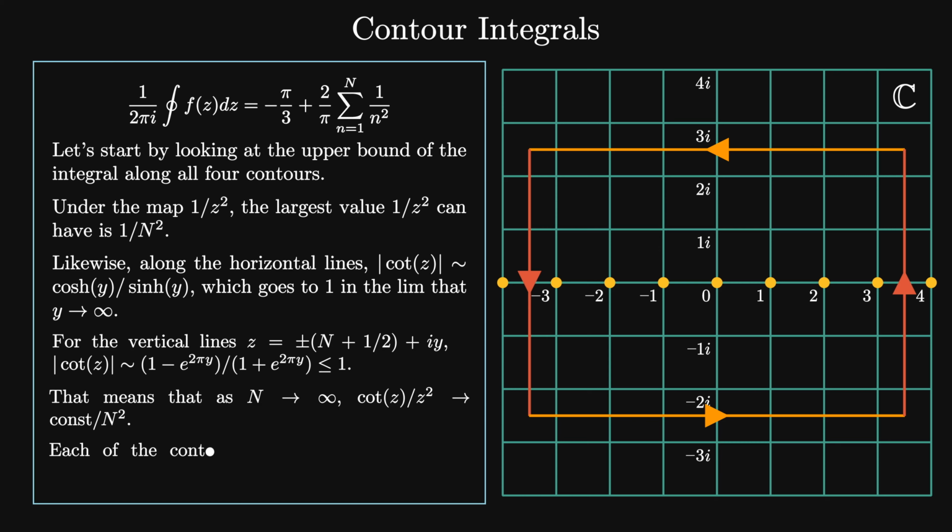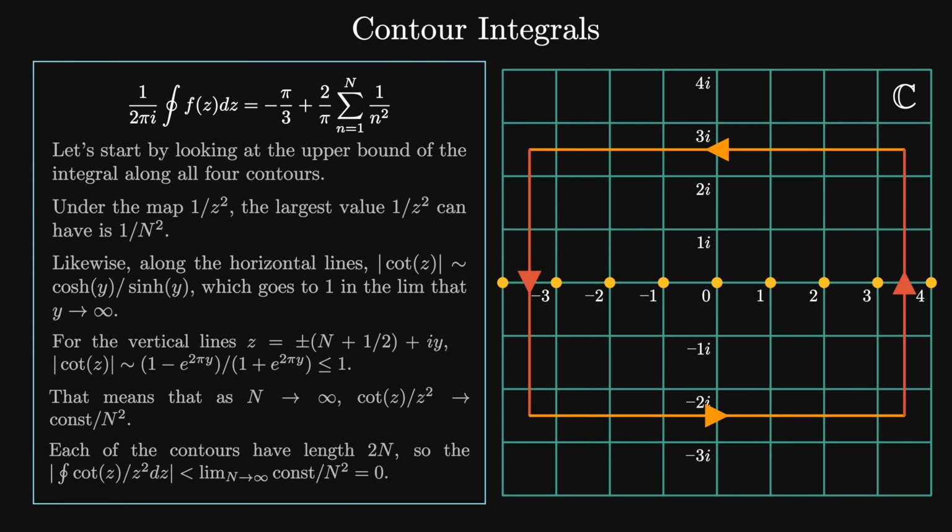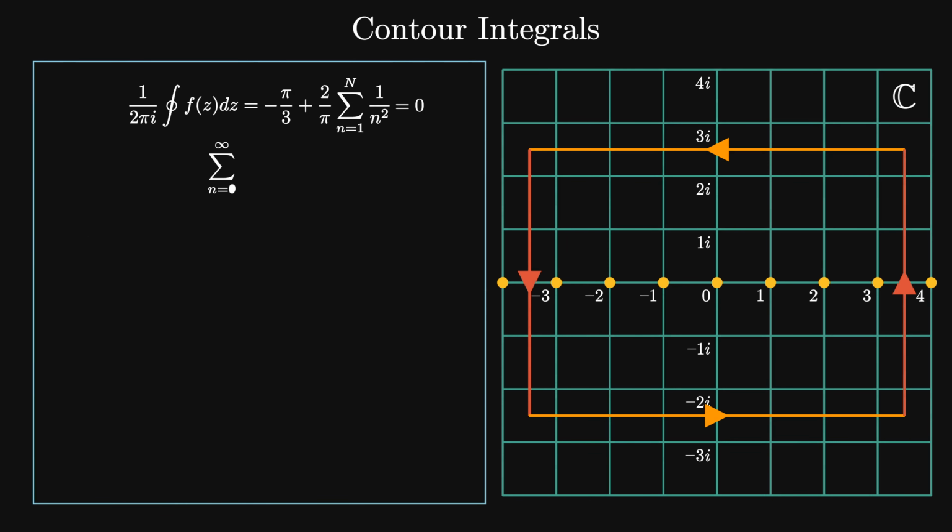Each of the contours has length 2n, so that the magnitude of the contour integral of cotangent z divided by z squared is less than the limit as n goes to infinity of a constant divided by n, which equals 0. So the sum from n equals 0 to infinity of 1 over n squared equals pi squared on 6.